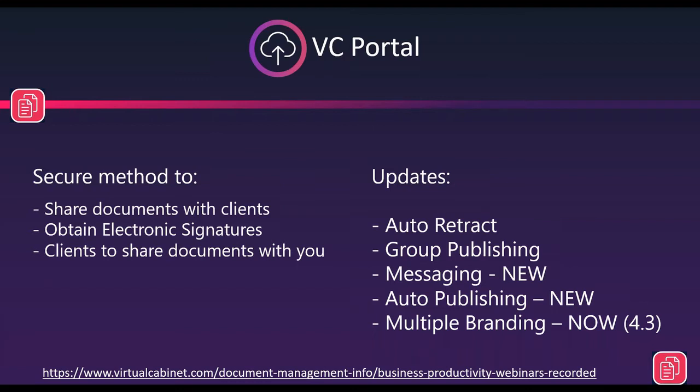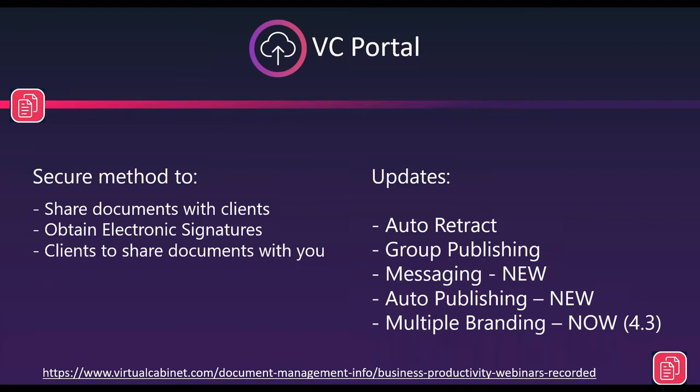We can also group publish, which means you can take a document, like a set of accounts, and send it to a set of directors. You can publish that to each individual director and ask for a signature, and you get 3 documents back, each signed. Or you can send it to all 3 directors at once, and wait till the 3rd person has signed it before you get it back fully signed, all done electronically within Virtual Cabinet via the secure portal.